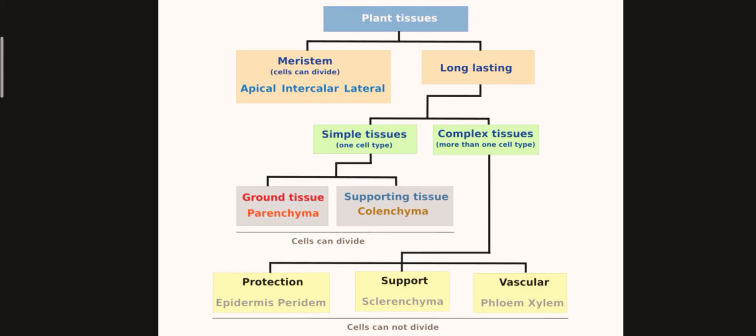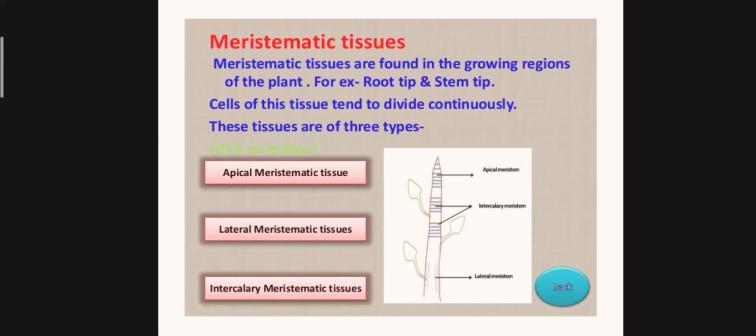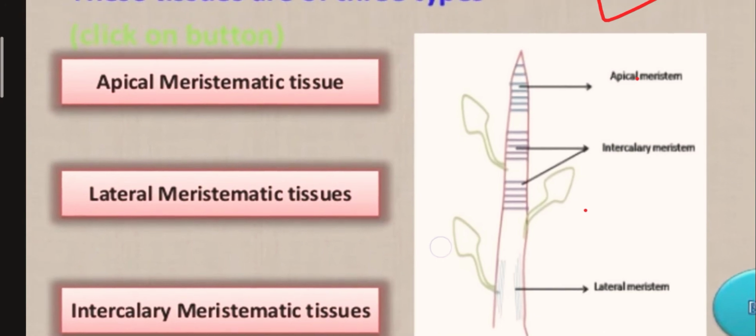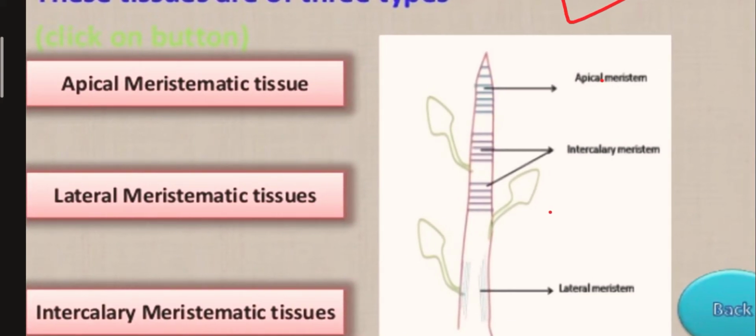This is another type of presentation of plant tissues. Now we need to understand what a meristematic tissue is. First of all, its location. Meristematic tissues are found in growing regions, like the root tip or the stem tip, and because of these cells, the tissue divides continuously. Like in the picture, it is showing the apical meristem, lateral meristem and intercalary meristem.